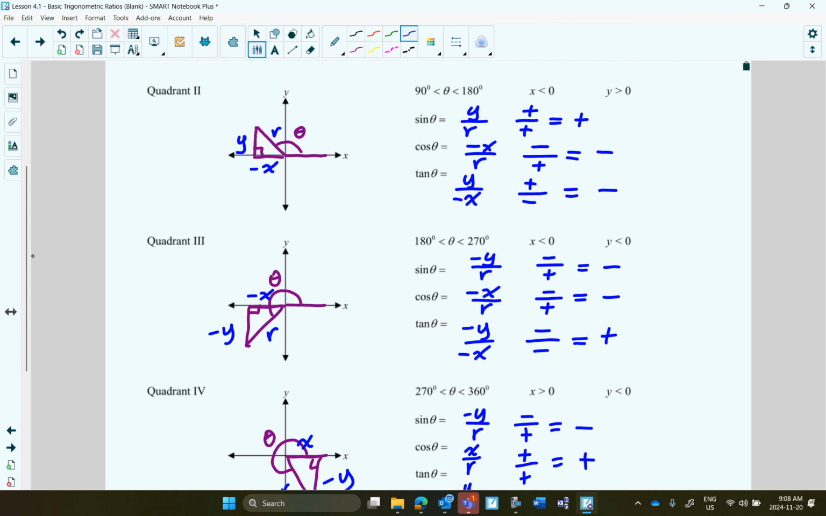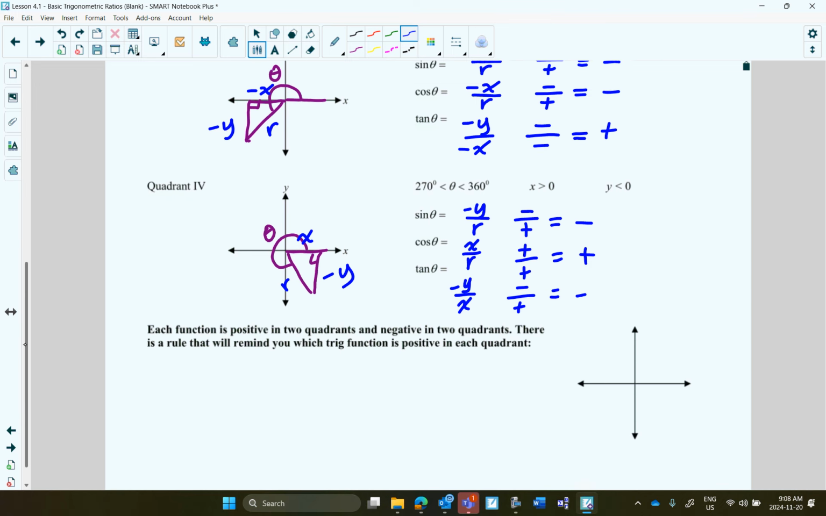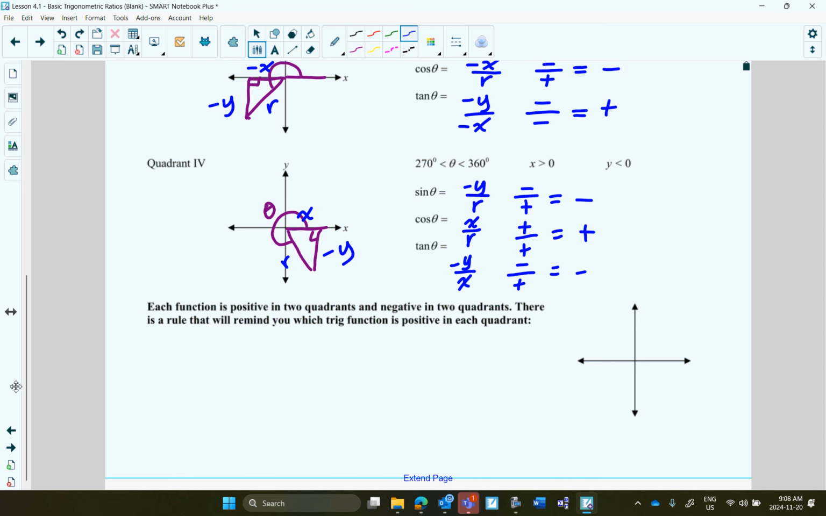How do we remember all these signs? Do you remember the phrase? All snakes talk crap. Start in quadrant 1 and go counterclockwise. All suckers hate chemistry. However you want to remember it.